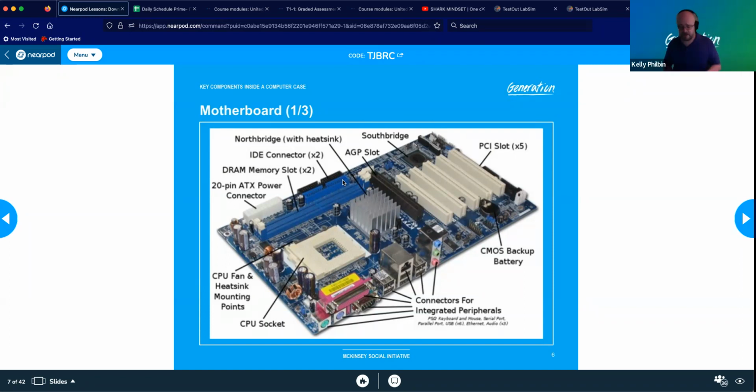And the cables tend to look like a flat ribbon. We'll show you examples of this later on when we talk about motherboards. But again, this is typically used for hard drives or floppy drives, older ones.